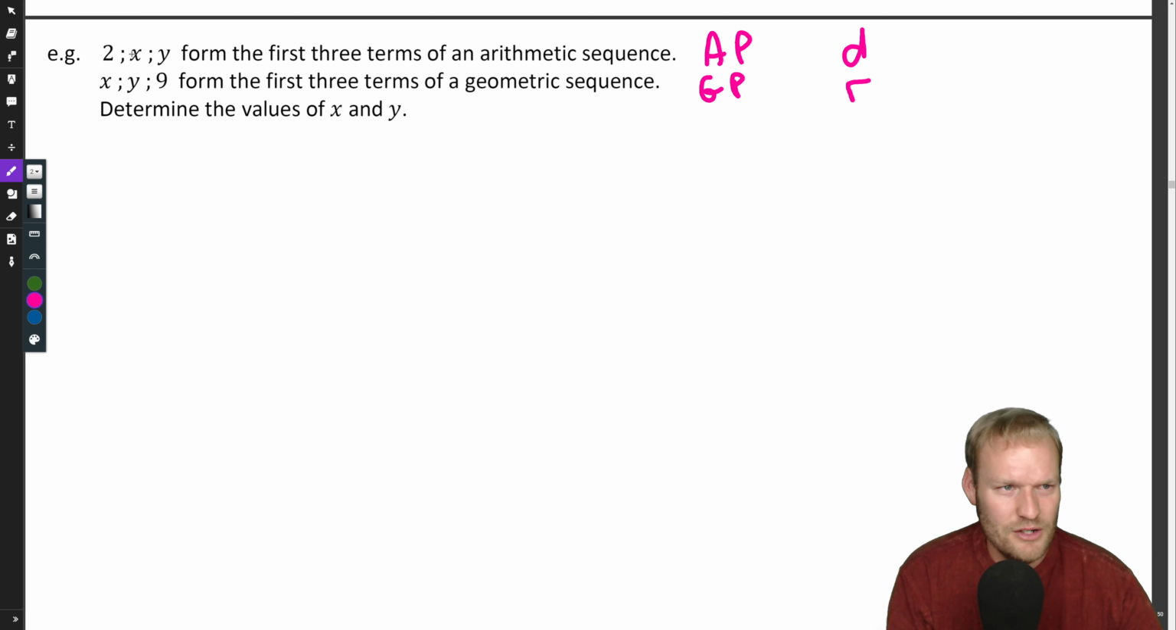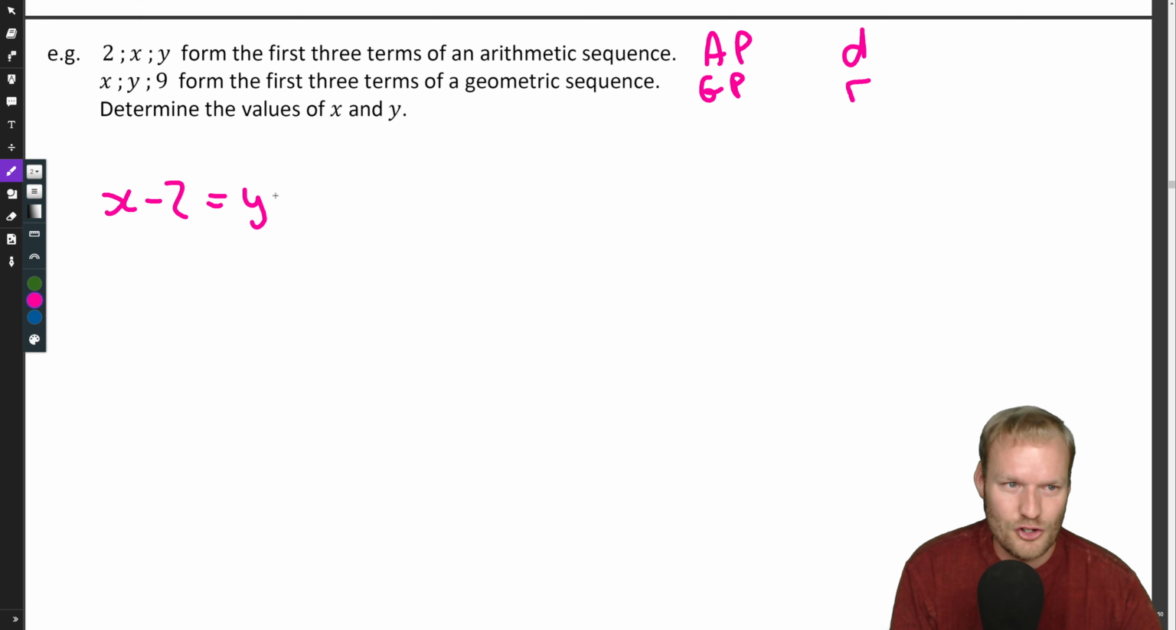But let's see, 2, x, y form the first three terms of an arithmetic. The most important thing for me with an arithmetic is the common difference. So the second term minus the first term equals the third term minus the second term. The difference is always the same. Now, I see two variables. I see 2 in the next one. So maybe you can see what's kind of going to come up soon.